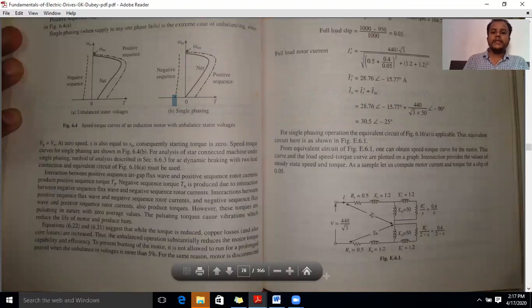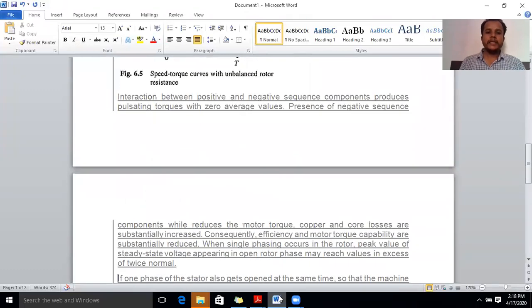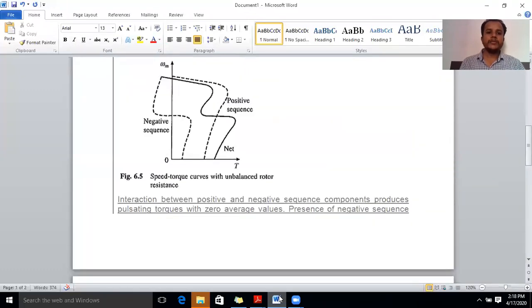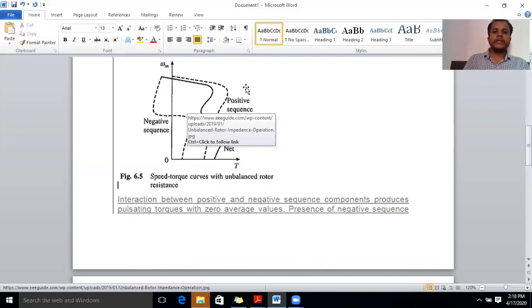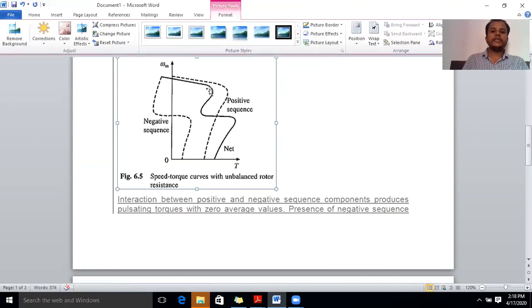Now we will discuss the third point, that is unbalanced rotor impedance operation. In this case, directly the speed torque curves with the unbalanced rotor resistance. This is omega m, this is T. Whatever the rotor resistance we are having, it is unbalanced. This is the positive sequence curve, this is the negative sequence, and this is the net torque curve we are having.